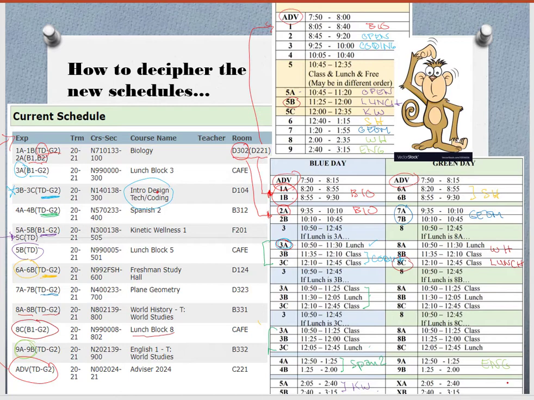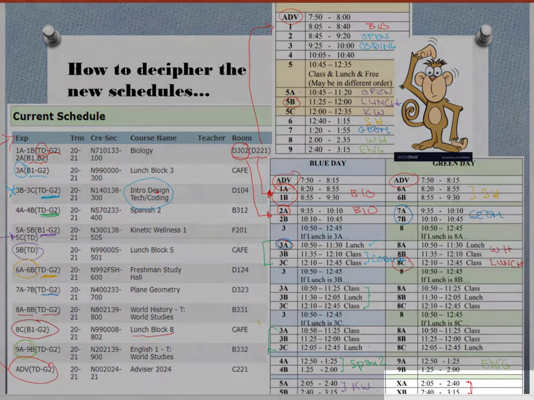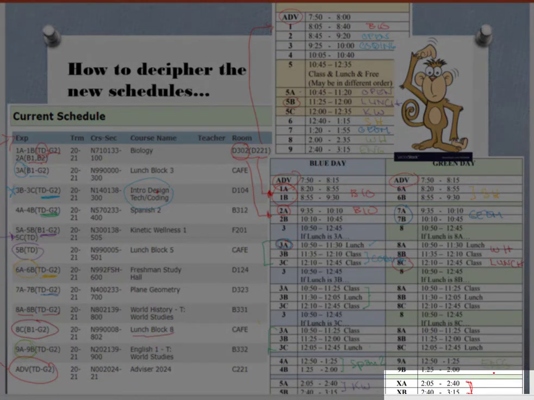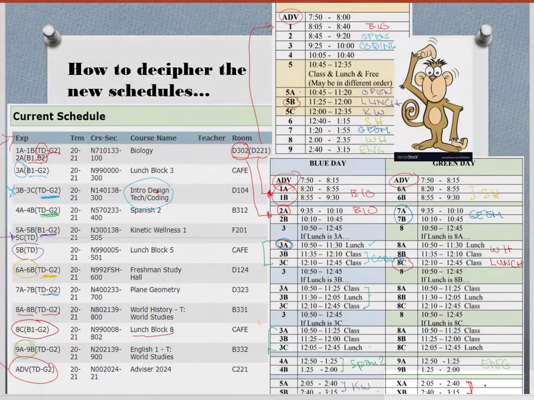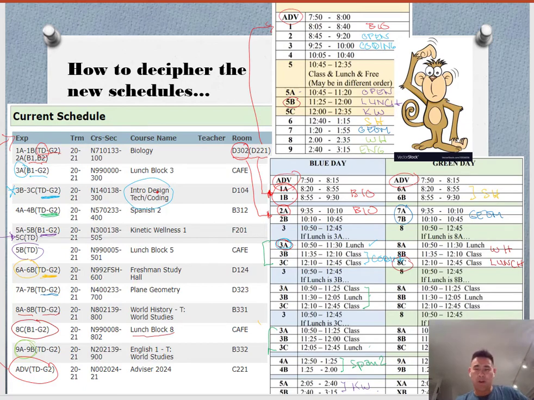One thing I do want to note is that there's an X day, or X periods, down at the bottom of the green days. Those are open periods, so school will get out early on those particular days, on the 2 green days.